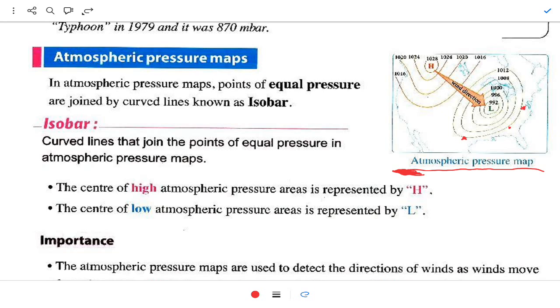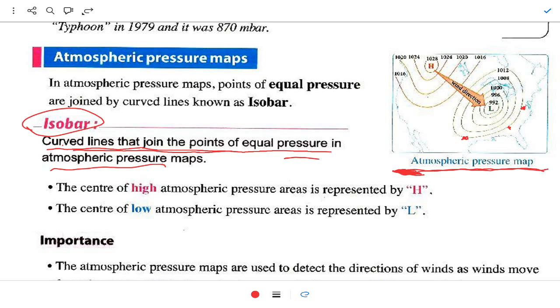These points have the same pressure, so we attach them with a line. This line is called an isobar. So isobars are curved lines that join points of equal pressure in atmospheric pressure maps. This is the isobar, and this is the atmospheric pressure map.